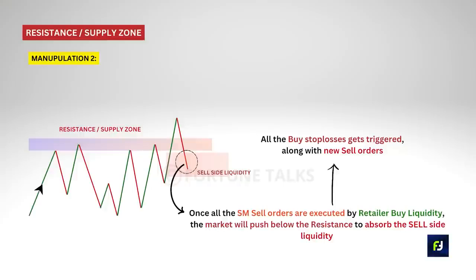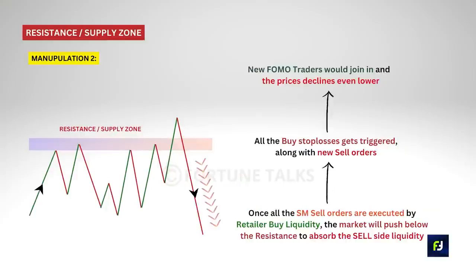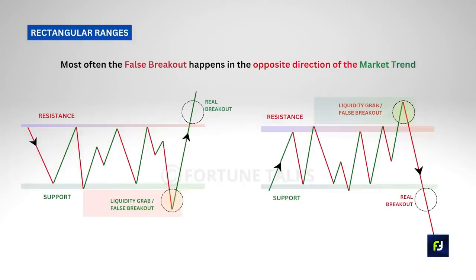This will cause the price to fall rapidly, which will encourage the FOMO participants to start selling and thereby cause the market to decline even lower. This is another typical case of false breakout associated with a liquidity grab. A similar approach is seen during consolidations, especially the rectangular ranges. When it comes to rectangle patterns, we have a bottom support level and a top resistance level. So, most often, the false breakout happens in the opposite direction of the market trend.